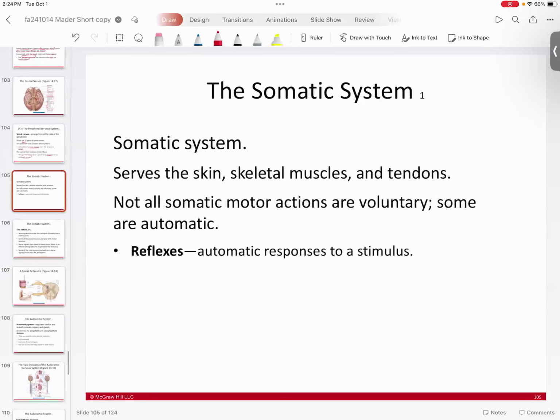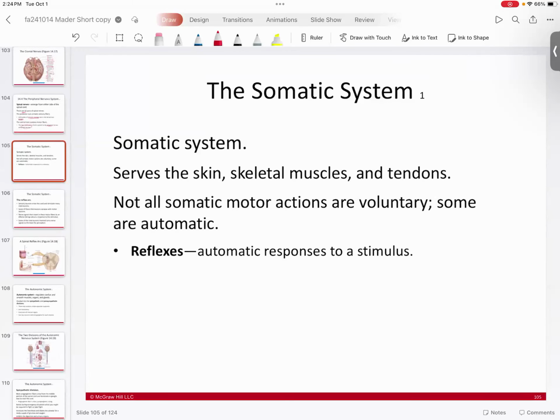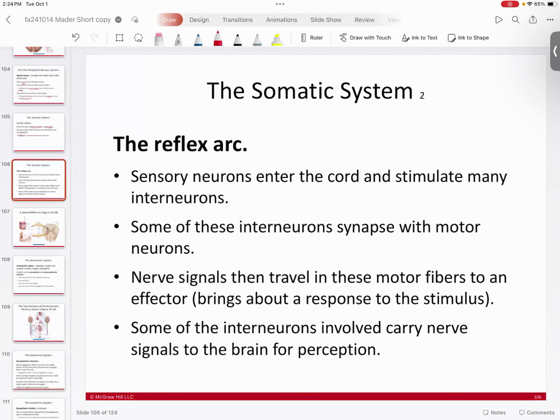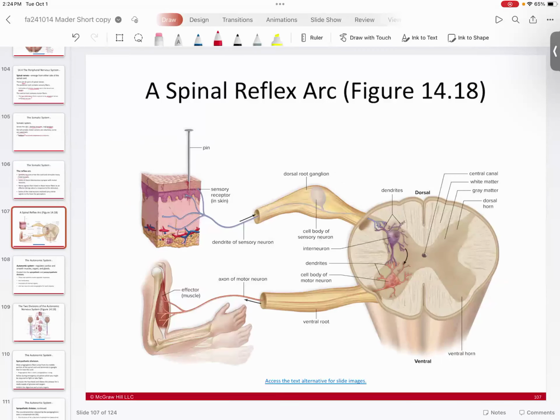And then, of course, this brings us to your somatic system, right, which basically is a part of your nervous system that serves the skin, the skeletal muscles, and the tendons. And so not all motor actions are voluntary. Some are automatic. For instance, reflexes tend to be automatic. We already talked about those a little bit. So we take a look at the reflex arc. This is essentially where you're going to get a stimulation going through the ventral root, through the interneurons. It's not going to go up to the brain itself. So the nerve central signals are going to basically go directly to the motor neurons and out to the effector. That's kind of what it looks like.